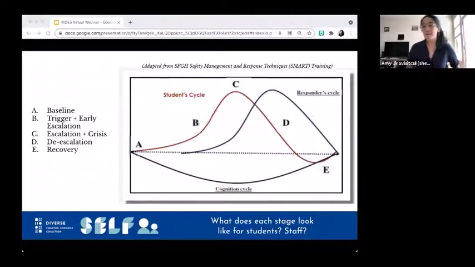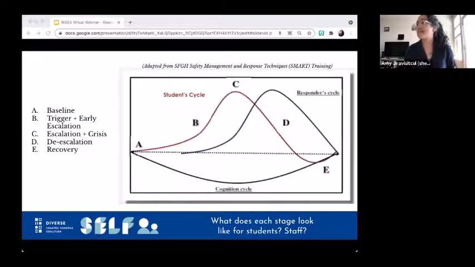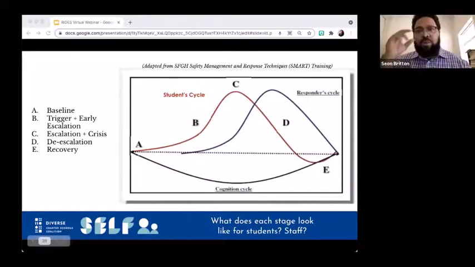So one way to think about this further is just looking at what school practitioners might observe among students experiencing trauma in this school year as opposed to non-pandemic years. So that's a question I would love for us to, I don't know if we have enough time to break into groups, maybe just stay in this whole group setting and discuss, what do each part of these phases look like? So I'd love to pause there and see if people have any questions or responses to that question. What do these phases look like? The prompt is also in the chat as folks take some time to reflect on their responses.